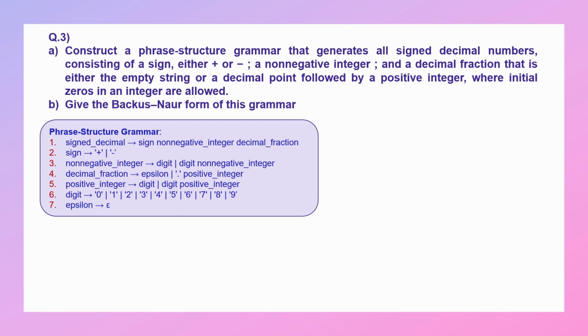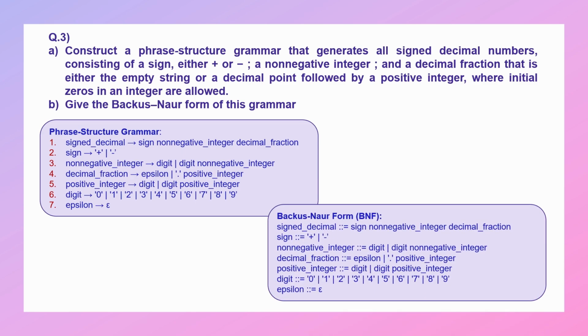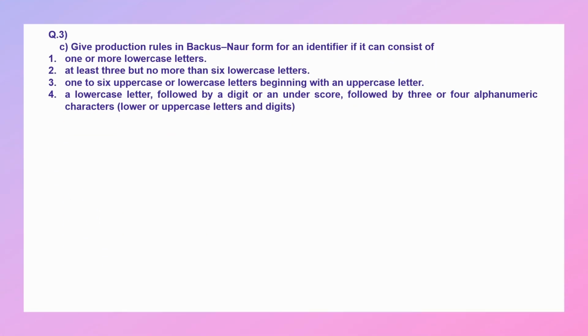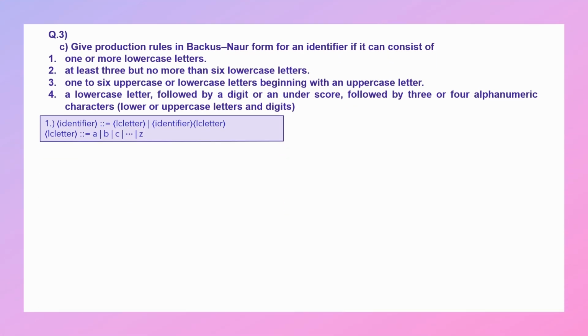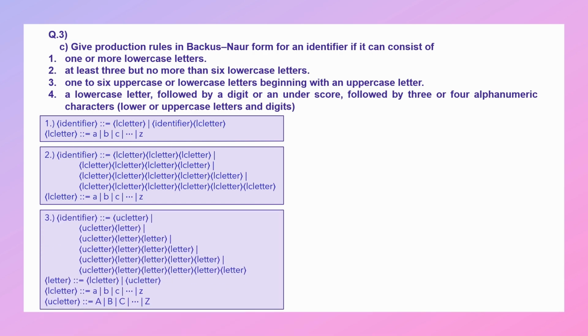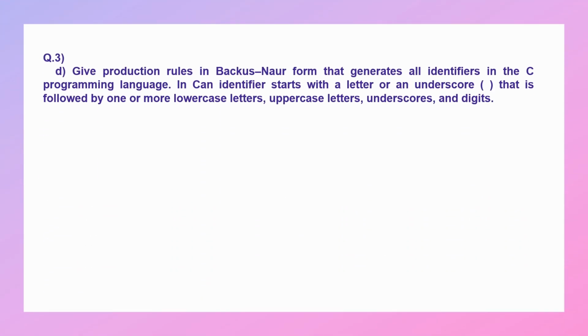We define the grammar rules for signed decimal numbers in the Backus Naur form and illustrate it. The rules cover signs, non-negative integers, decimal fractions, and positive integers. More phrase structure grammar examples. Expanding our exploration, we provide production rules in EBNF for different identifier scenarios, including lowercase letters, uppercase letters, and combinations with digits and underscores.